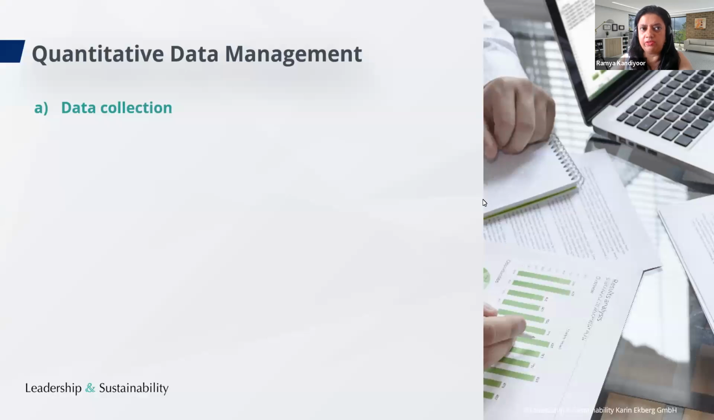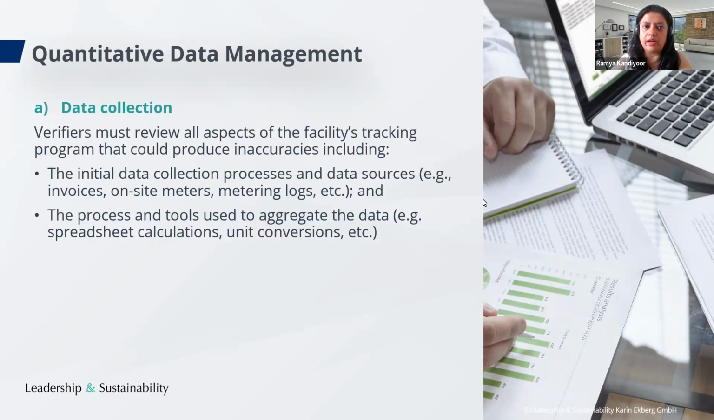So here we have given 5 different sections in which you will be looking at your quantitative data management. The first one being data collection. So the verifiers are expected to review all aspects of the facilities tracking program that could produce inaccuracies.